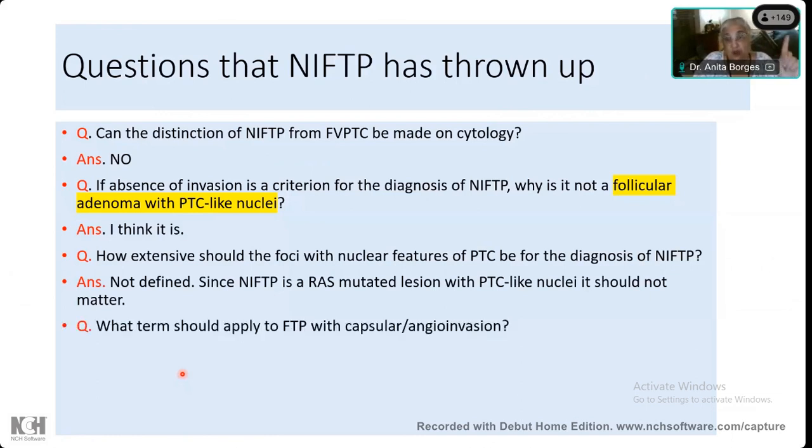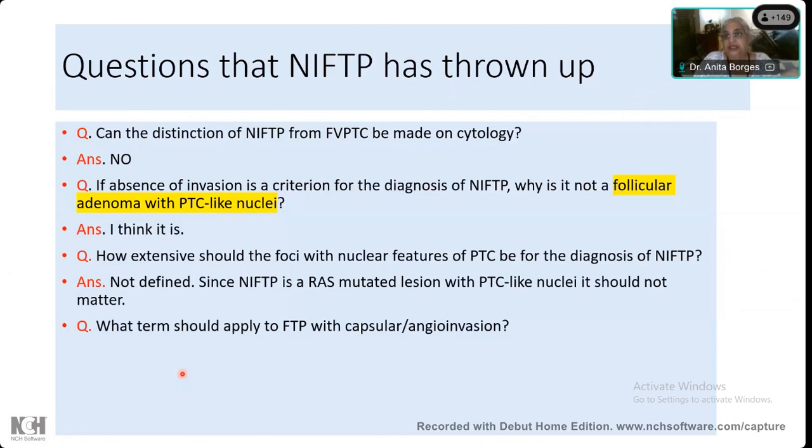Now, on the other hand, there was a question in the chat box. Somebody asked: what term should apply to a follicular tumor with papillary thyroid nuclei with capsular or angioinvasion? I just want anybody to tell me what should apply. This is a RAS mutated lesion. If it were a follicular adenoma without any papillary thyroid nuclei, you would call it a minimally invasive follicular carcinoma. So now what should you call this? And guess what it has been called? And this is what I call perversity.